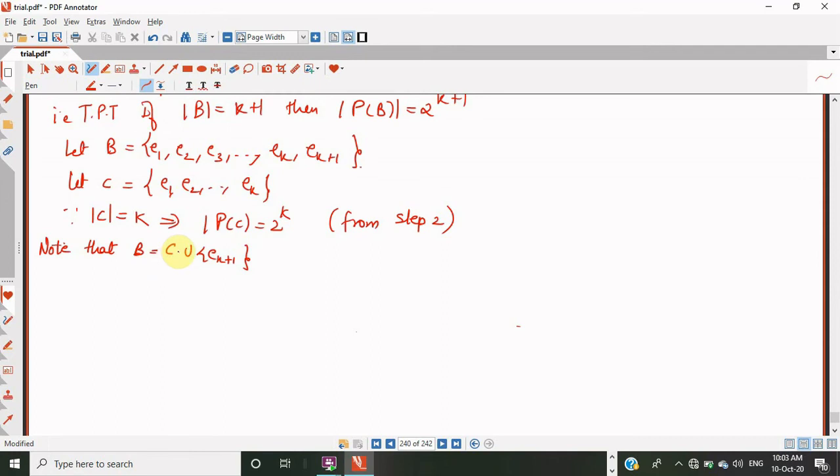Now therefore every subset of C is going to be a subset of B, and so we have 2 raised to k such sets. So first we get 2 raised to k sets from this C, as every subset of C is a subset of C. Now the only subsets of B which we have not considered are those sets which contain this element e_{k+1}, because e_{k+1} is not in C.